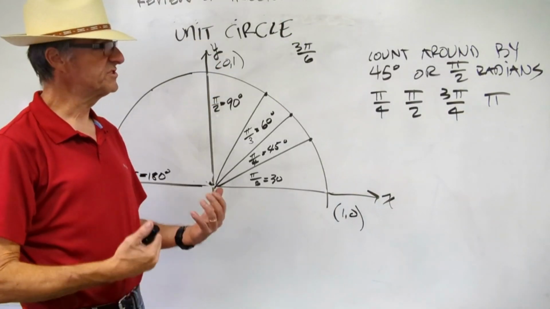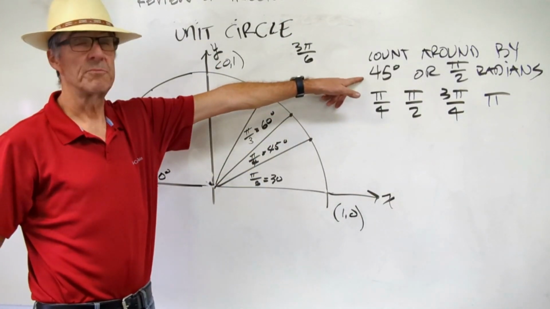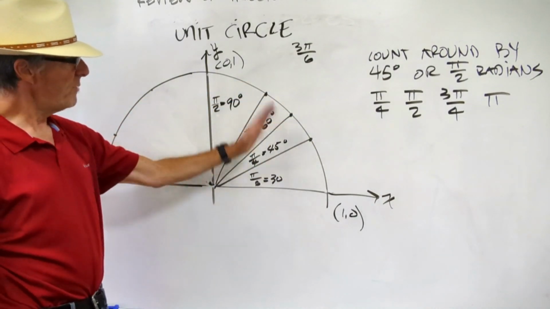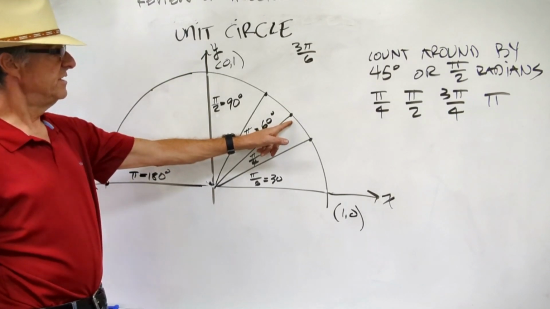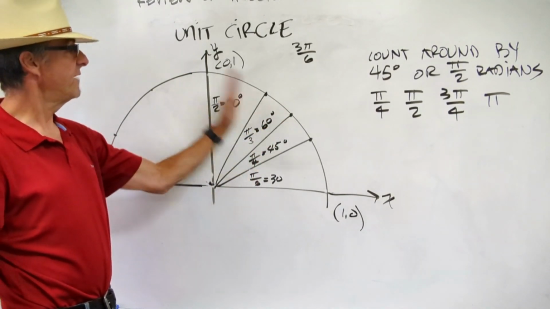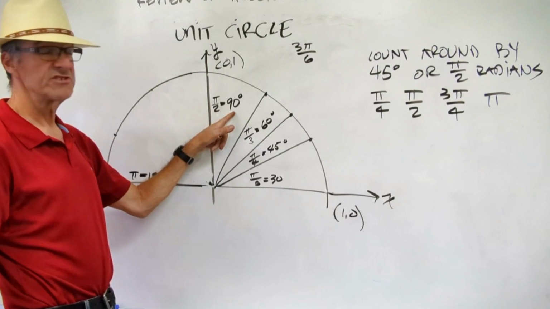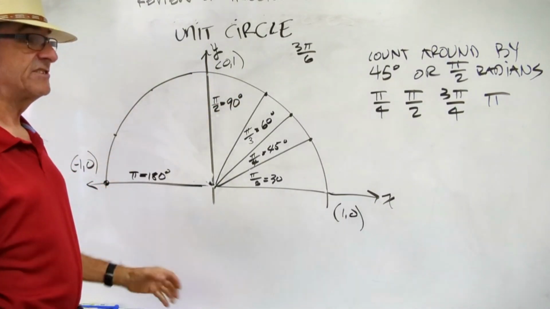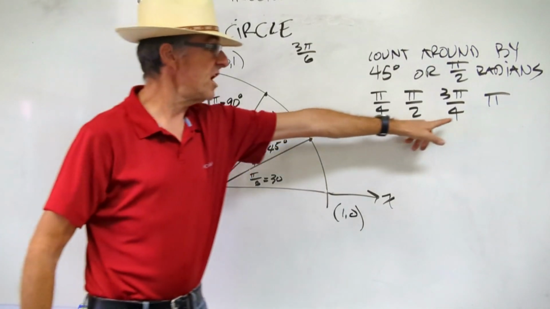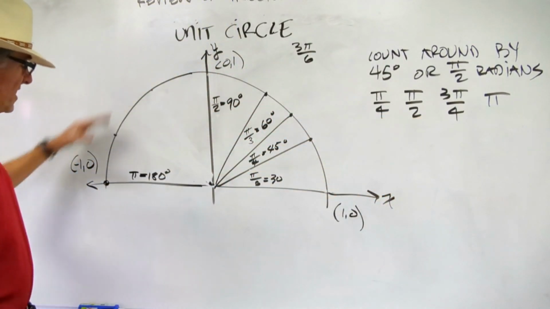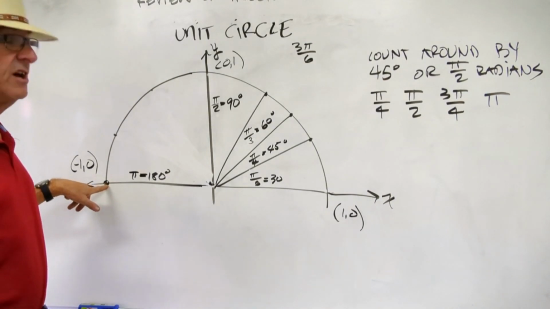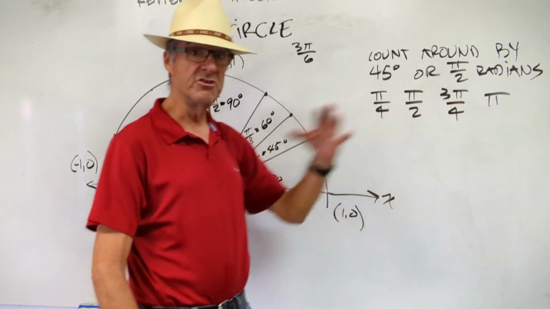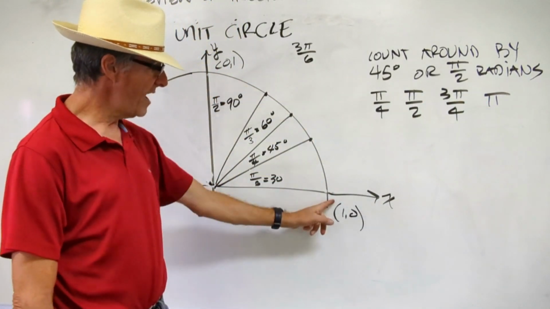All right, let's do the same thing, but now we're going to count around by 45s, or pi over 4 radians. So I've done the first 4 for you. We have pi over 4, which is our 45. Then we have 2 pi over 4, which is pi over 2. That's our 90. We go another 45, which is 135. That's going to be 3 pi over 4, does not reduce. And then finally, when we get to 180, which is 4 45s, we've got 4 pi over 4, which gives us just pi.